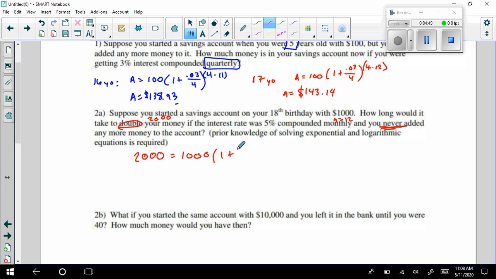So we have 1 plus 0.05 divided by 12, raised to the 12t. And so in this case, we're solving for t. You'll see a couple different ways to do this. I'm going to divide by 1,000. And then I get 2 is equal to, and I'm going to go ahead and make that a number, so 1 plus 0.05 divided by 12.